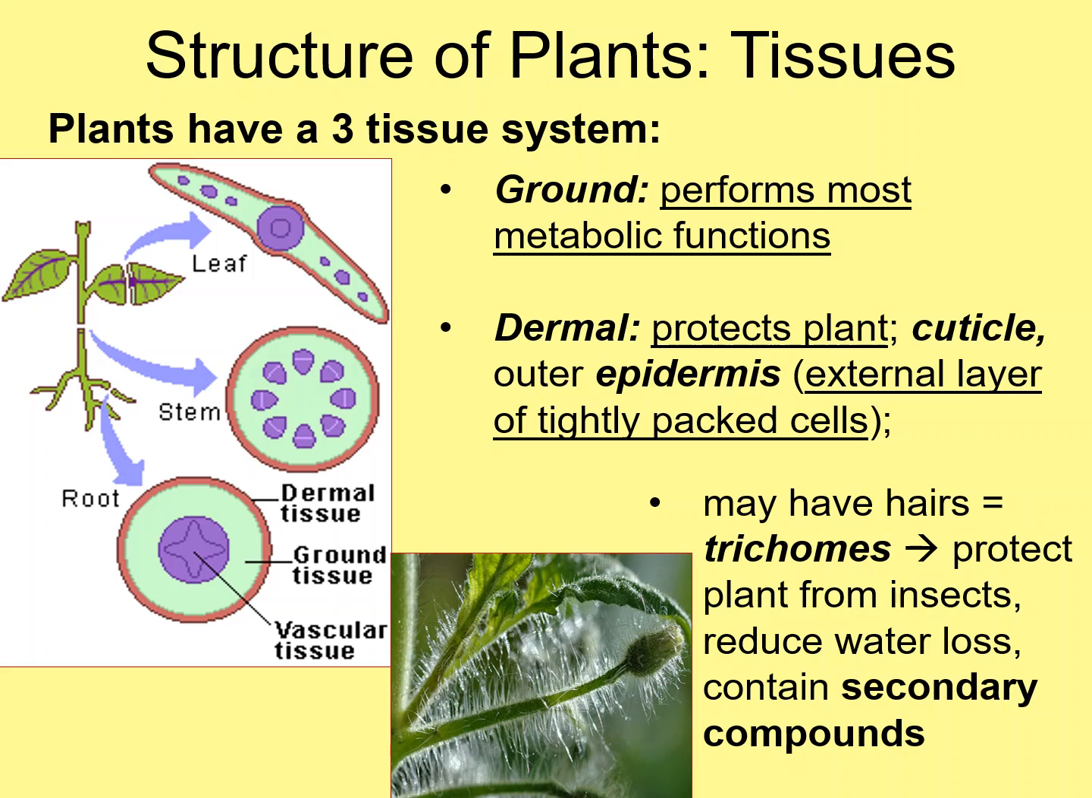One is actually reducing water loss, because they keep the air from moving across the epidermal surface of the plant. And that helps to essentially prevent evaporation from occurring from the surface. So it helps retain water. But their big job is protecting the plant from insects.